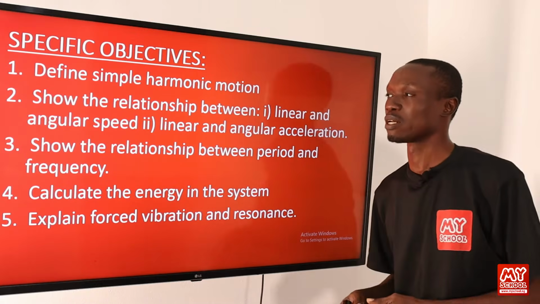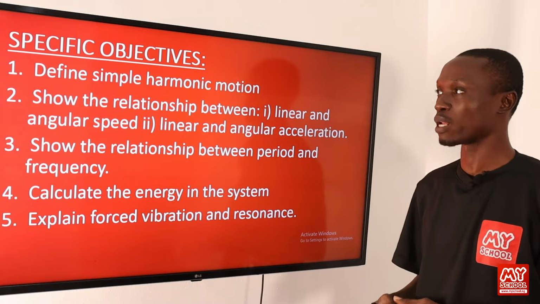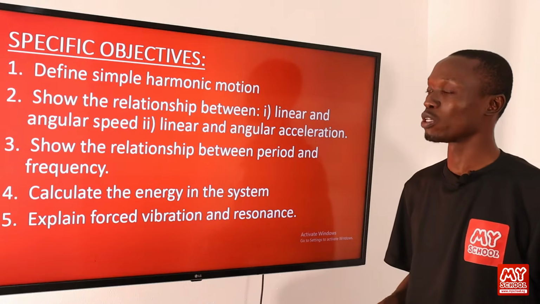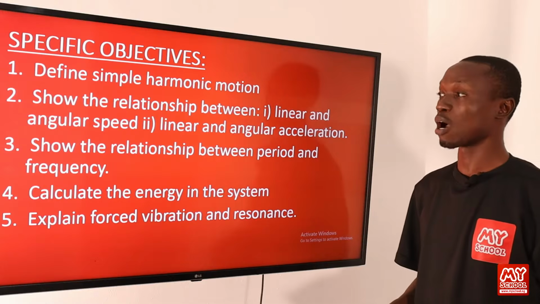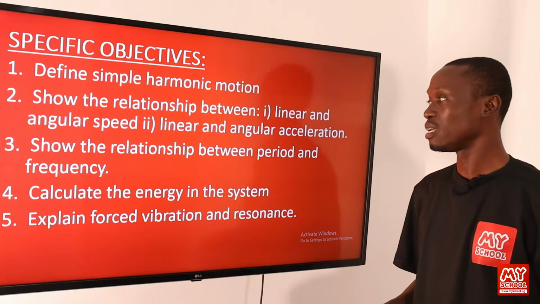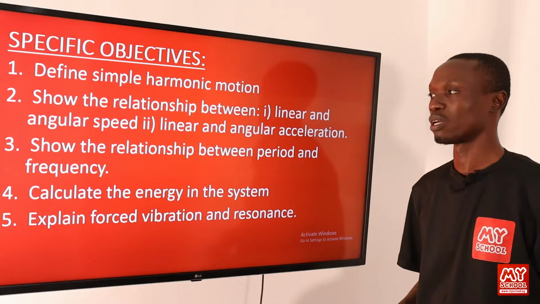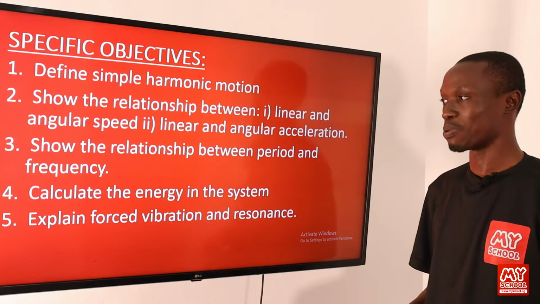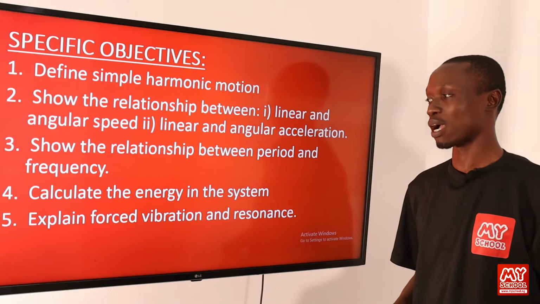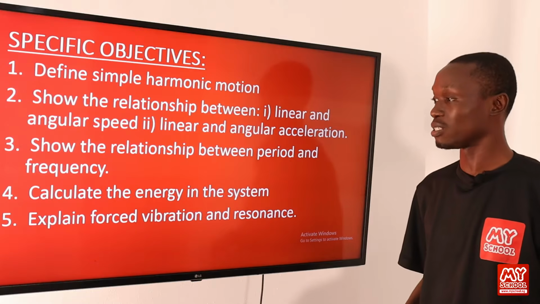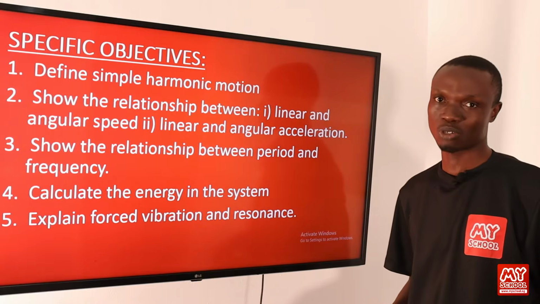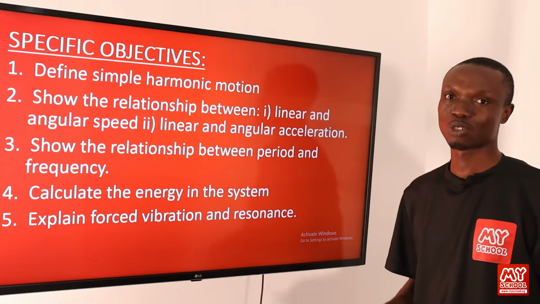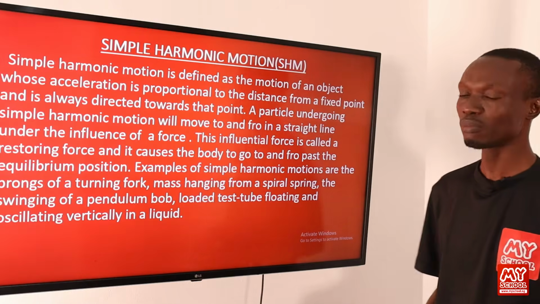At the end of this lesson, the student should be able to: 1. Define simple harmonic motion, 2. Show the relationship between (i) linear and angular speed, (ii) linear and angular acceleration, 3. Show the relationship between period and frequency, 4. Calculate the energy in the system, 5. Explain forced vibration and resonance. So let's move to the next slide to begin with our lesson.